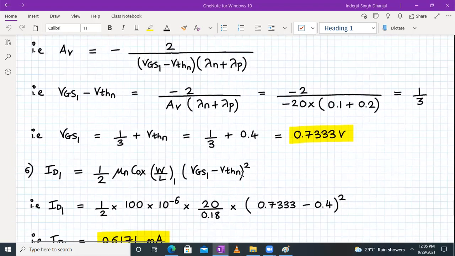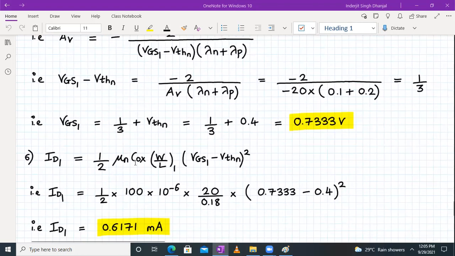Now we'll calculate the value of ID1. So ID1 is half mu n Cox W by L of M1 into VGS1 minus VTHN, the whole square.